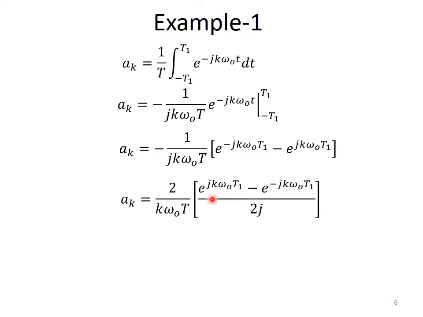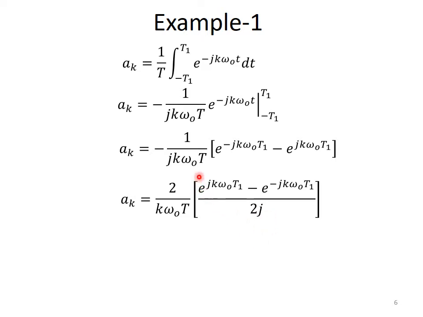So let us rearrange some terms by taking j inside the bracket and dividing and multiplying by 2, and taking minus common from here. So minus is common, we have divided and multiplied with 2, and j is brought into the bracket in the denominator.